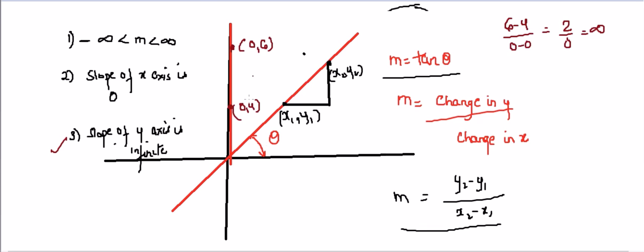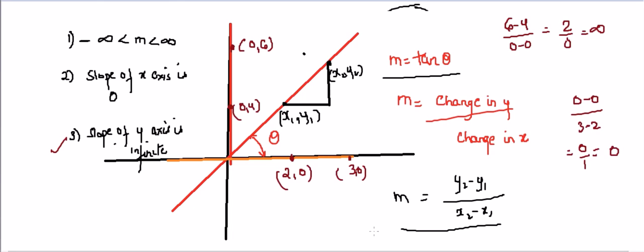And the slope of the x-axis: take two points, say the first point is 2 comma 0 and the second is 3 comma 0. Change in y is 0 minus 0 and change in x is 3 minus 2. So the answer is 0 divided by 1. If you divide 0 by any number, you get 0. So the slope of the x-axis is 0.